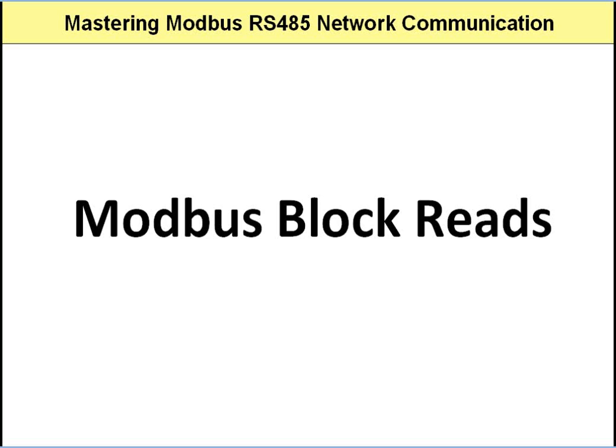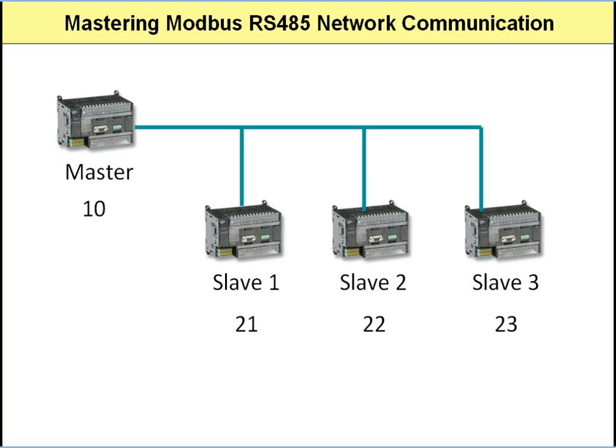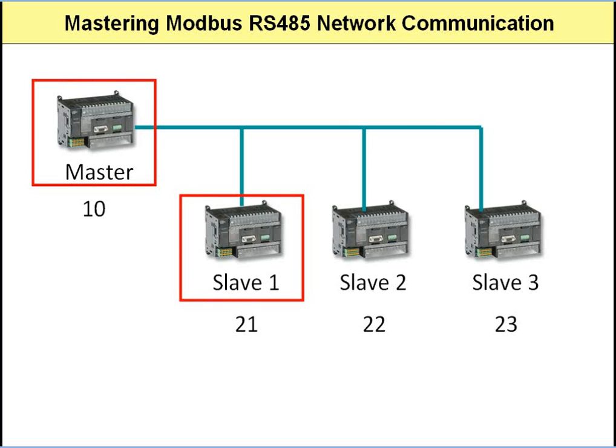Again, let's use an example to illustrate the point. So we're seeing this from a previous example, master, 3 slaves, and they have been assigned Modbus unit IDs. So let's say that we have the Modbus master in this case, and let's say it needs to read 2 memory blocks from the inputs memory area of the slave 1. Right? So the master needs to read 2 memory blocks from slave 1.